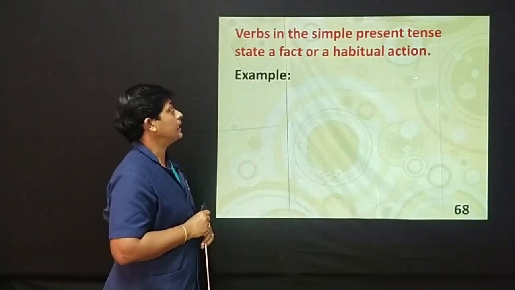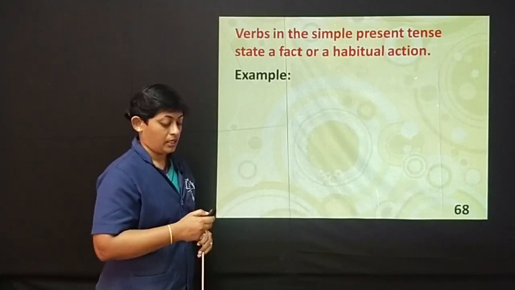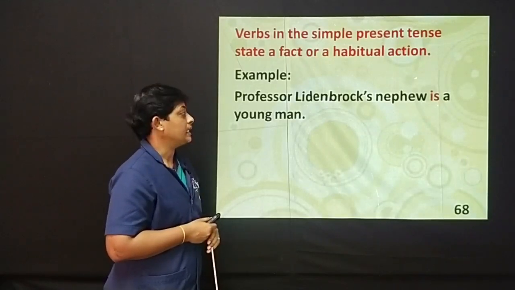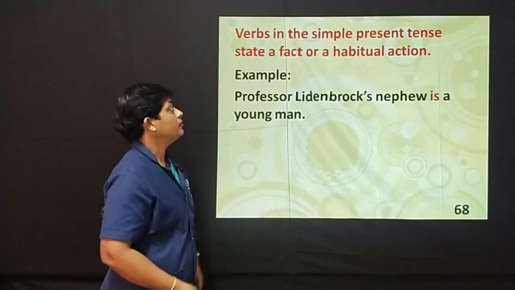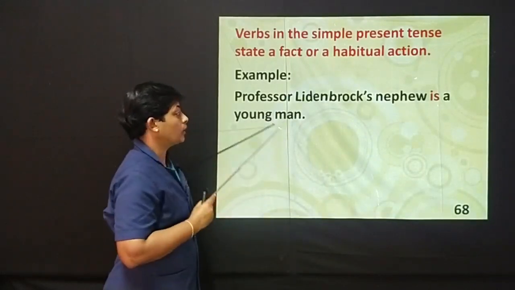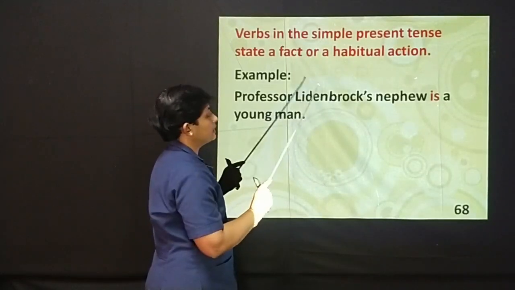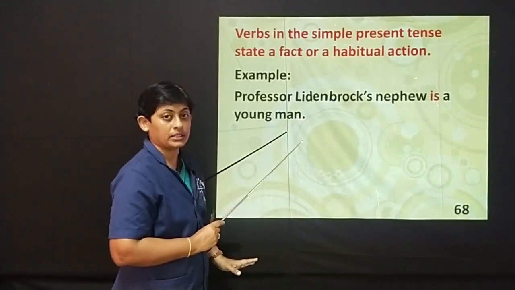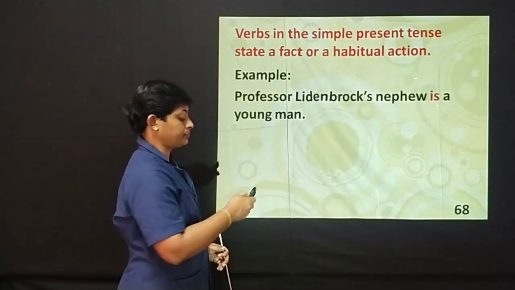Verbs in the simple present tense state a fact or a habitual action. For example, Professor Lidenbrock's nephew is a young man. What did they mean here? In a simple present tense, we are stating a fact or a habitual action. So in this example, we are stating a fact. Professor Lidenbrock's nephew is a young man. It is a fact. It is the truth. So we make use of the verb is.